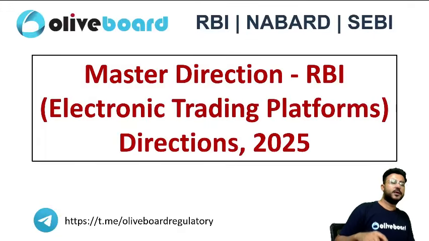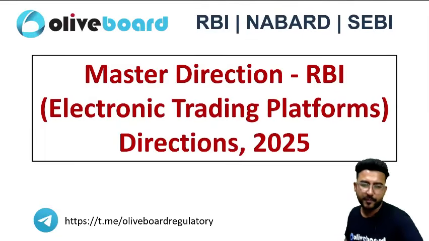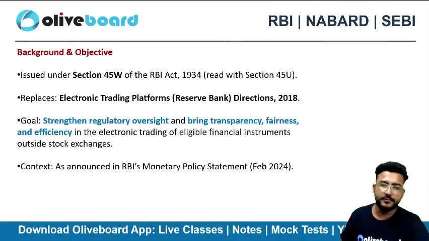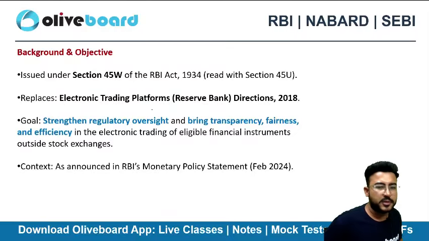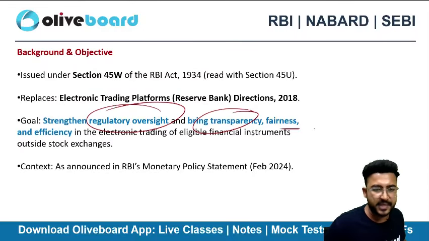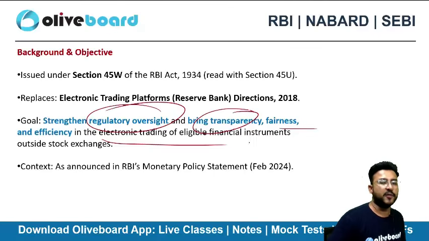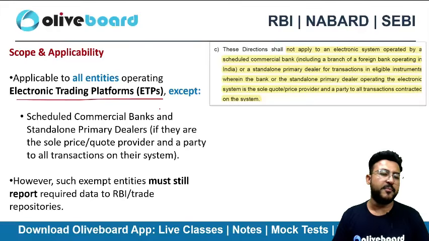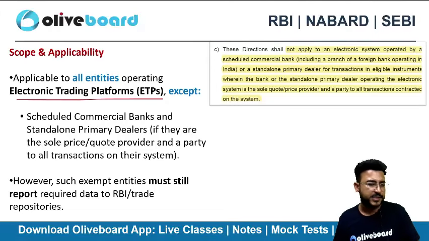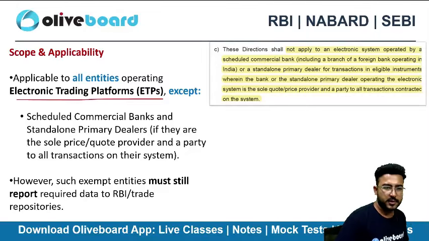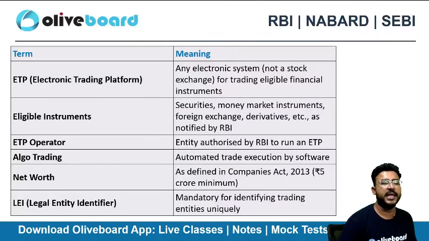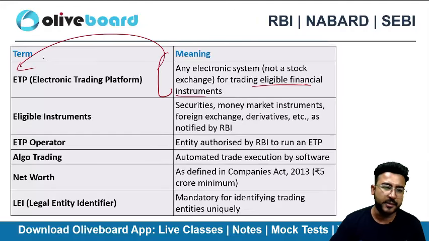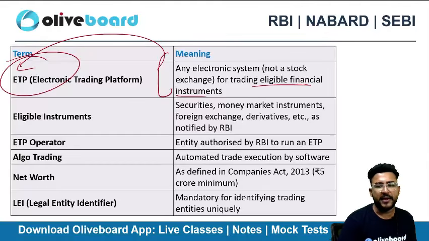Okay. Next one is the RBI electronic trading platform. Electronic trading platform. Now what is ETP? This direction is just there to give regulatory oversight, bring transparency and fairness in the electronic trading of the eligible financial instruments, right? So ETP is nothing but electronic trading platform. It's just a platform where the different securities are being traded, right? So all the entities need to comply with this particular direction. Any electronic system for trading eligible financial instruments can be called an ETP, electronic trading platform.